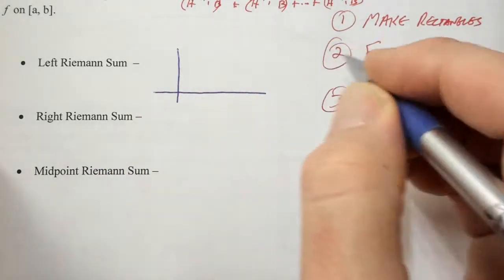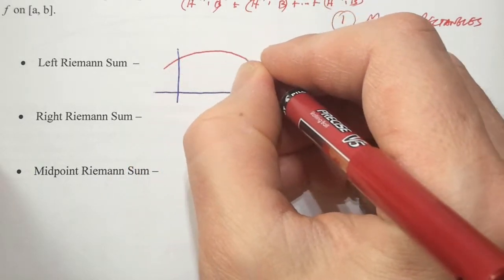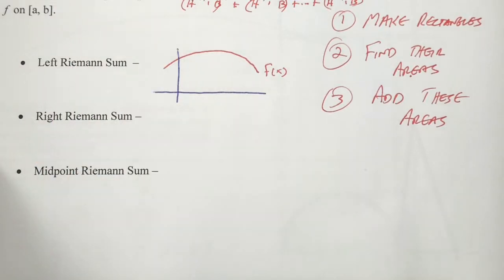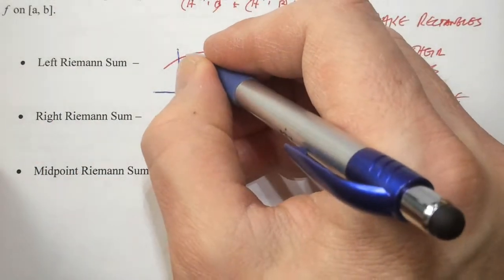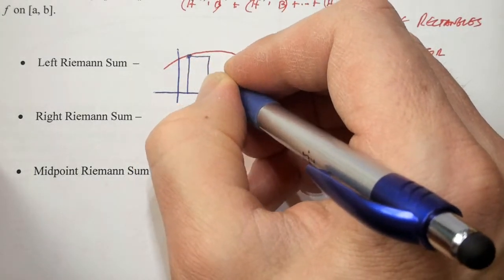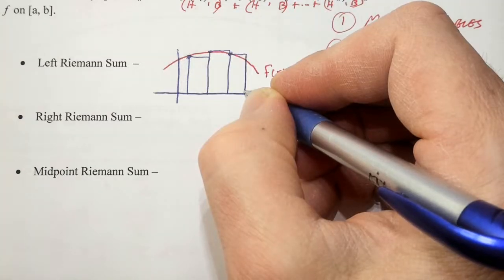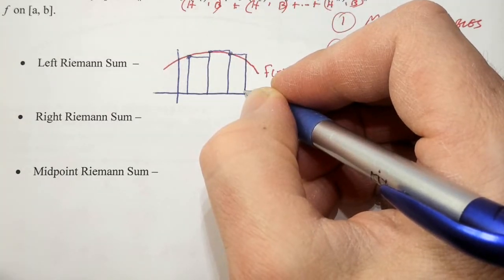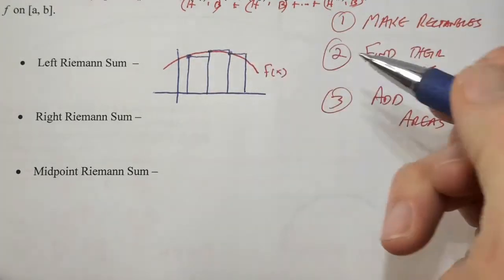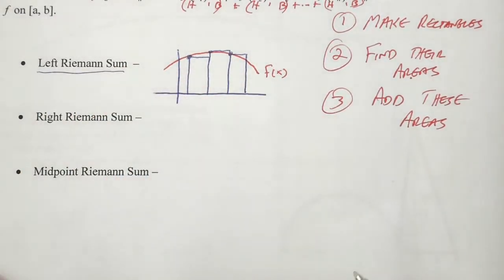So here's our graph, and let's just make a nice simple f of x function. If it's a left Riemann sum, then that means that the upper left corner of the rectangle is going to touch the curve. So I'm just going to make a couple of these rectangles right here. You can see that sometimes the rectangles are below the curve, sometimes the rectangles are above the curve, but always the upper left-hand corner of the rectangle touches the curve. This is what's known as a left Riemann sum.